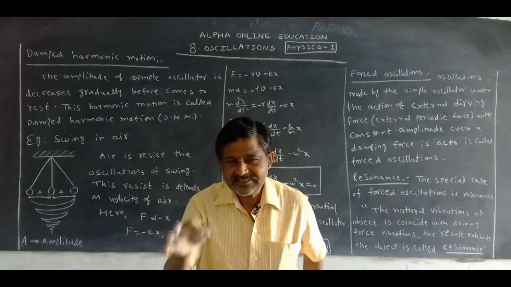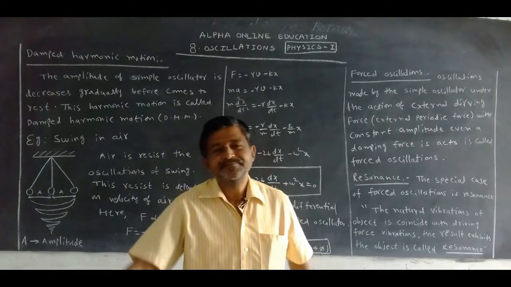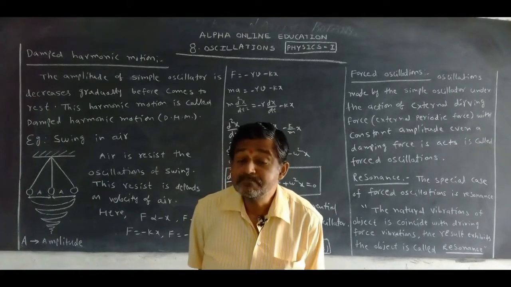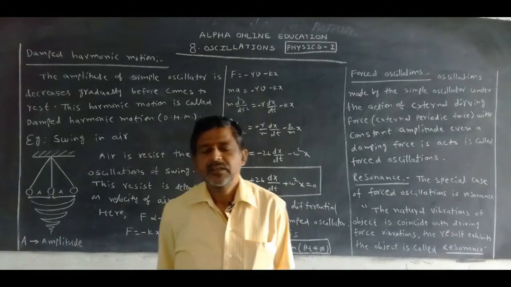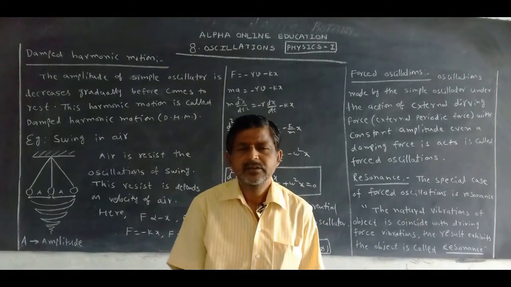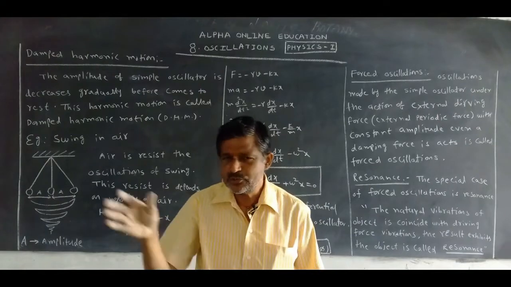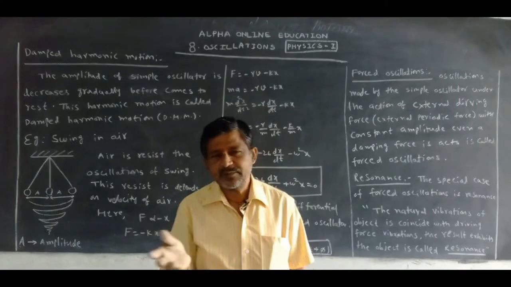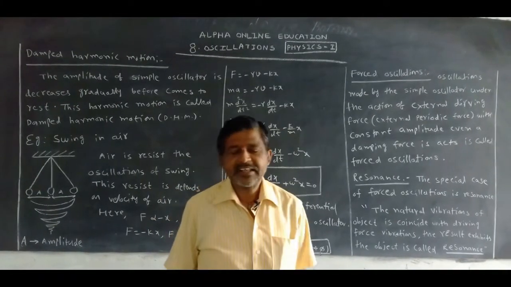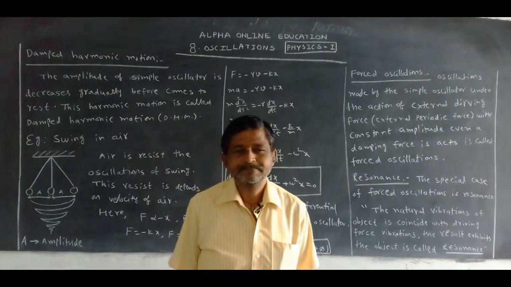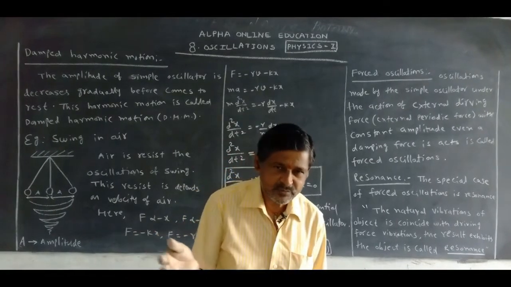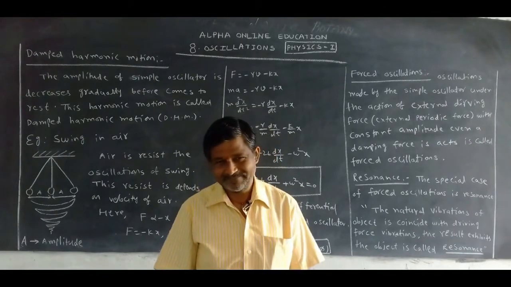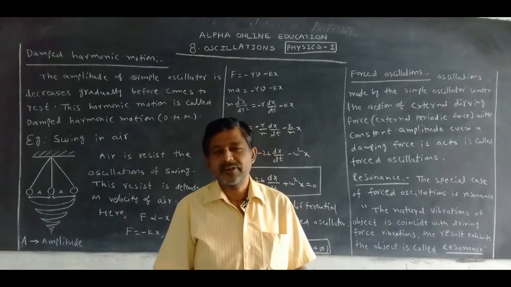The topics studied up to now are based on simple harmonic motion. In that we know the conditions. What are the conditions? The particle must oscillate on either side of the mean position, and acceleration is proportional to displacement but acts in the opposite direction. Acceleration always acts towards the mean position, and the amplitude remains constant. Then it is called simple harmonic motion.